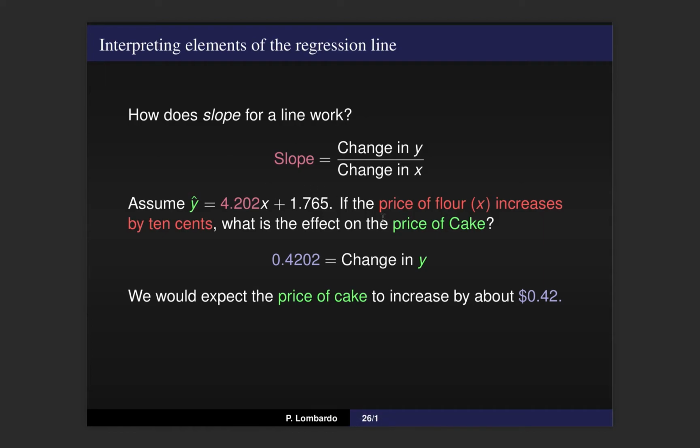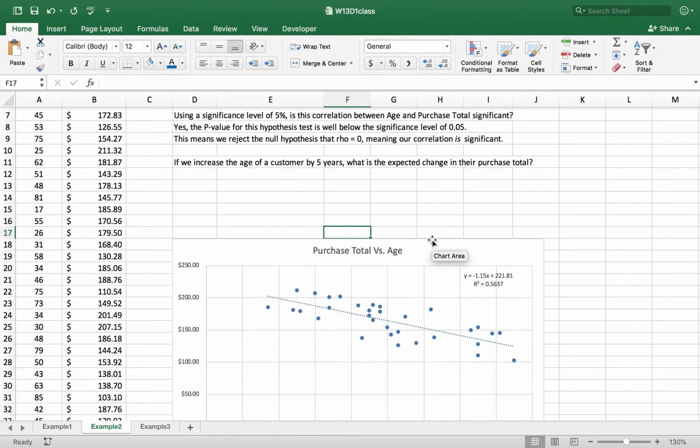So our conclusion here is if flour increases by 10 cents, we would expect the price of cake to increase by 42 cents. And these are always expressed in terms of changes, right? If you change x by this amount, how much is y going to change by? And this is the nice quantification of the relationship between x and y that we get by looking at that slope term. It tells us, if we know what to expect for changes in x, it gives us a sense for how the y values are going to change as well. So with that example, I think we're ready to answer this next question.